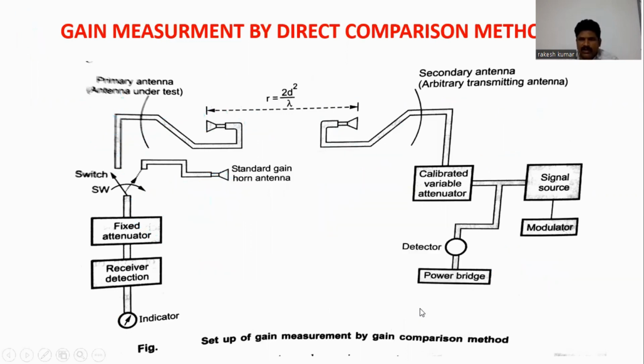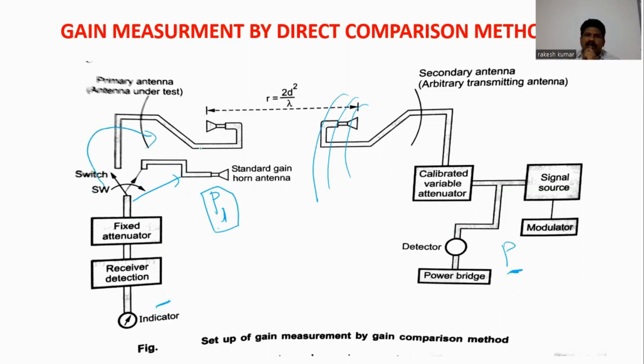So initially, see here, this is my transmitting antenna. It will radiate the signals like this. Okay, the power what you are transmitting is measured here. First, you connect to standard horn antenna and you will measure how much power is received here by using standard gain antenna. Let it be P1. Okay, now you will detach it and connect to the antenna under test. Again, you will measure the power P2.